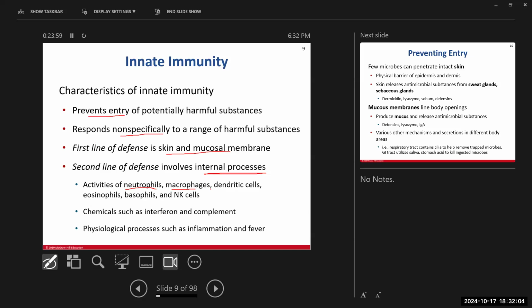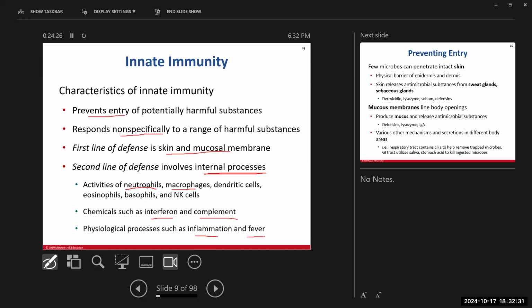And then we're going to talk about how some of these cells are going to produce those chemicals that I was discussing earlier, interferon and then complement. And then finally, we'll talk about inflammation and fever. So you have a lot of tools at your disposal when you're initiating the immune response. The nice thing is I love the fact that my skin keeps out so much stuff.